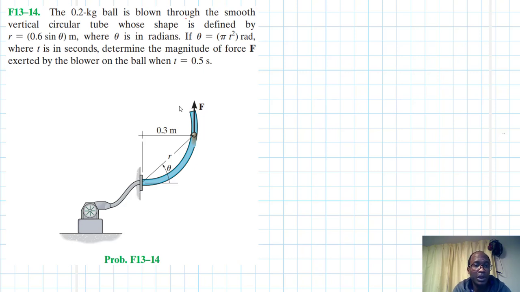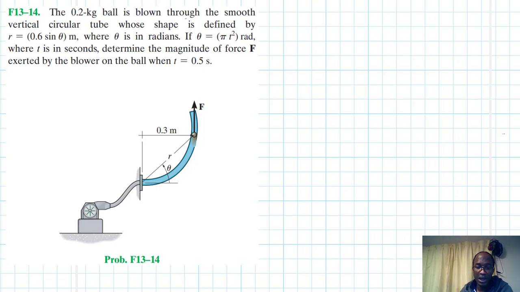The problem reads: a 0.2 kg ball is blown through the smooth vertical circular tube whose shape is defined by r equal to 0.6 sin theta, where theta is in radians. If theta is equal to pi t squared rad, where t is in seconds, determine the magnitude of force F exerted by the blower on the ball when t is equal to 0.5 seconds. This problem is coming from Engineering Mechanics and Dynamics, 14th edition, by R.C. Hibbeler.